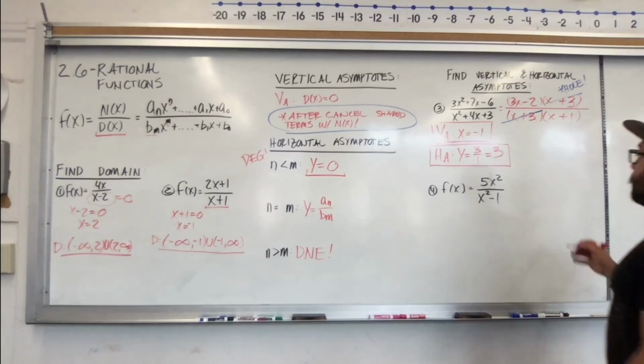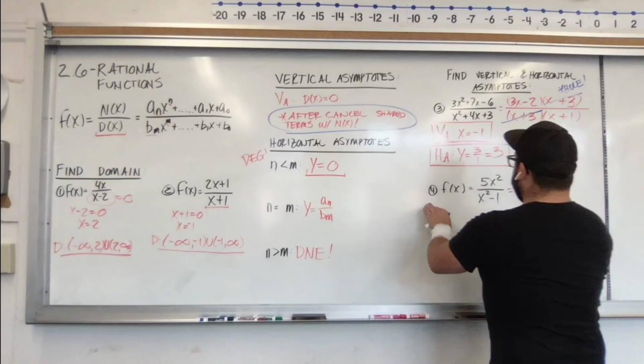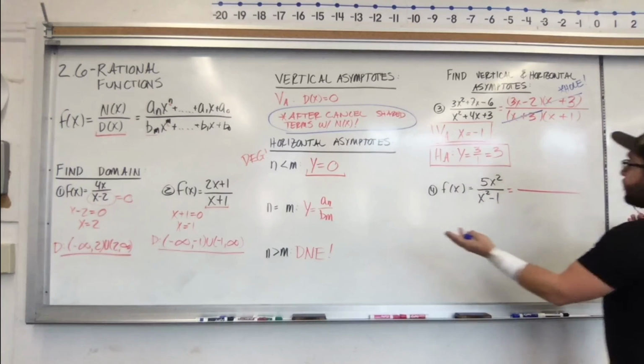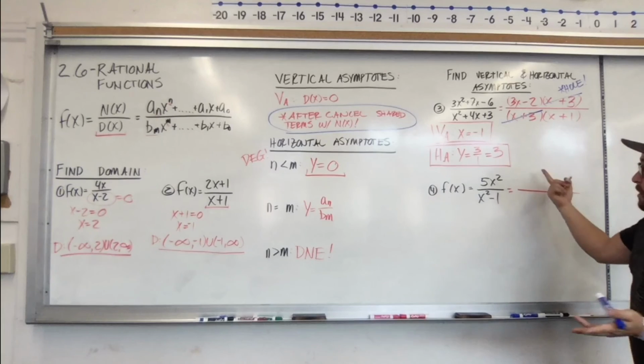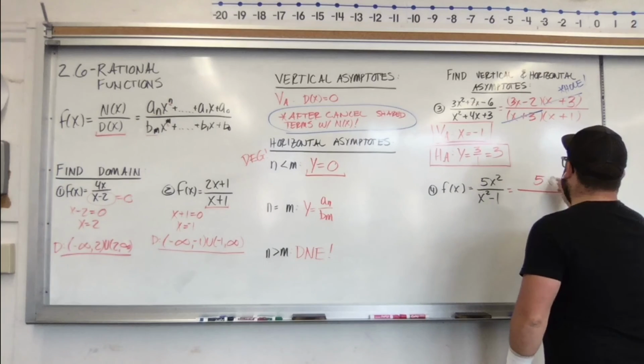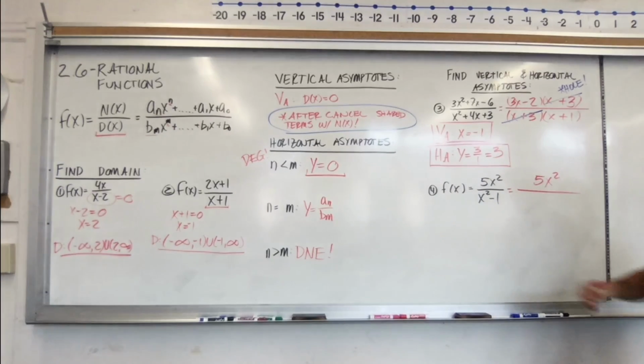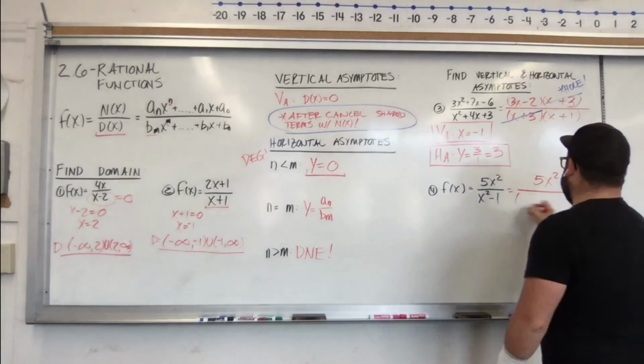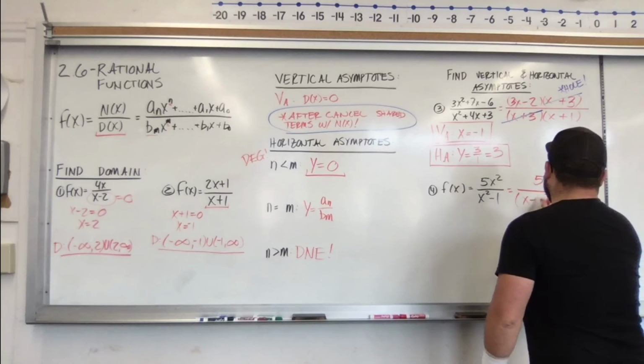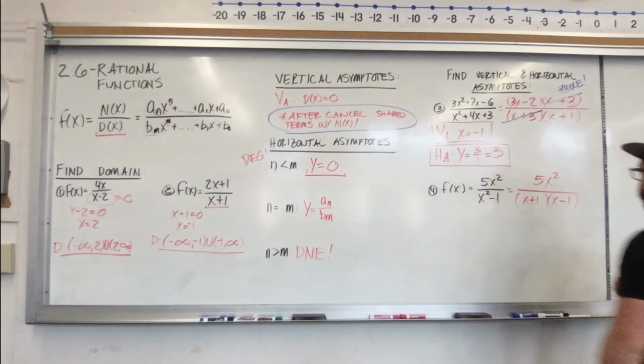All right, hopefully you gave it a shot. So for number 4, we've got to do factoring. We can do both at the same time, but at the top there's nothing to factor, just that 5x squared. And at the bottom we have that difference of squares. We get x plus 1 and x minus 1.